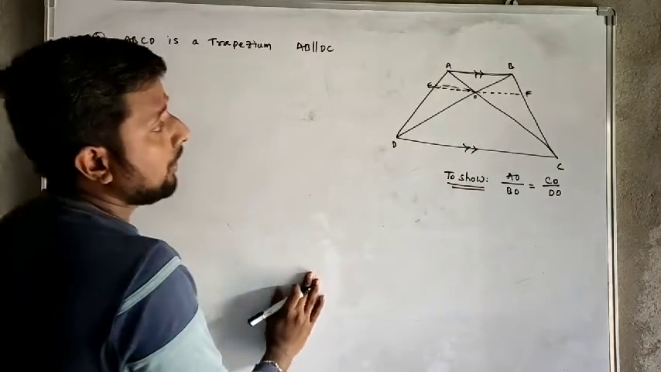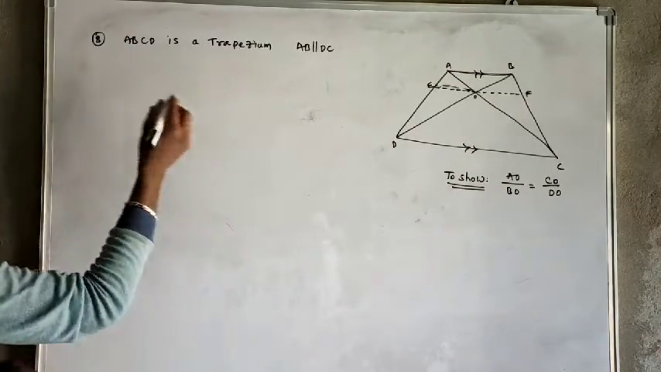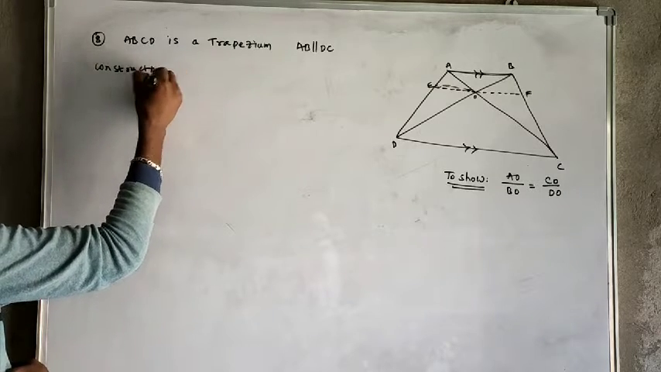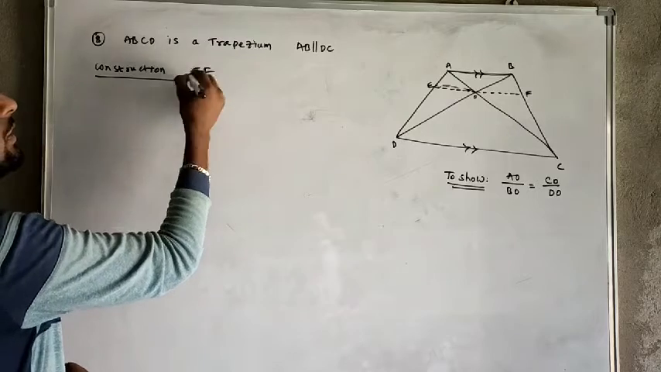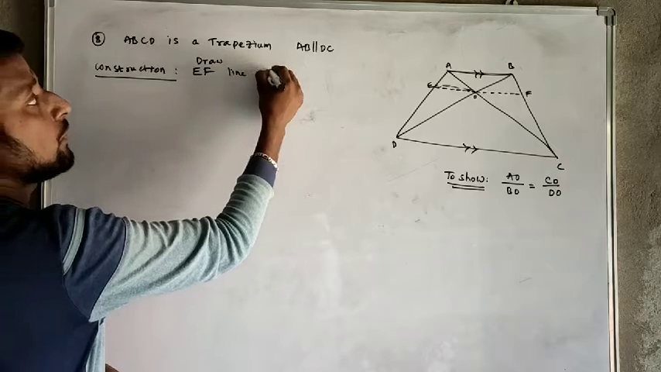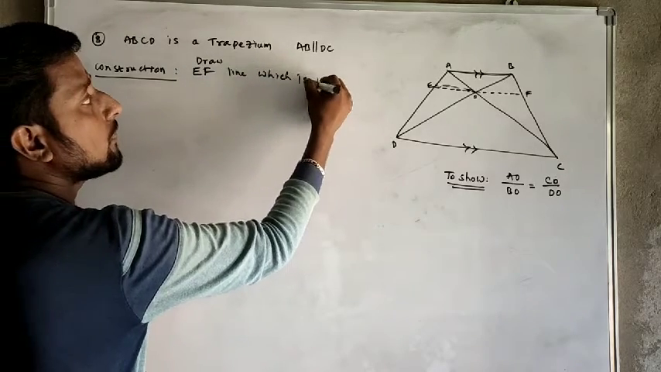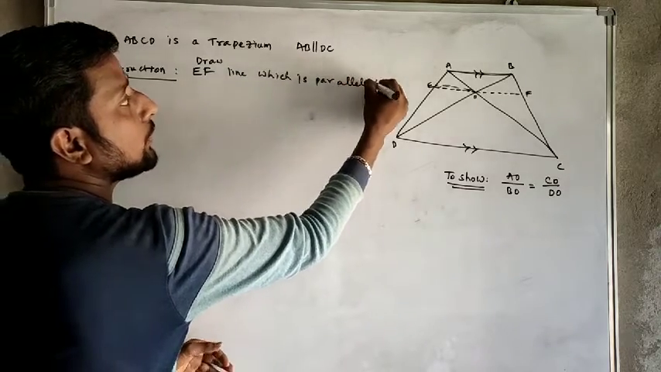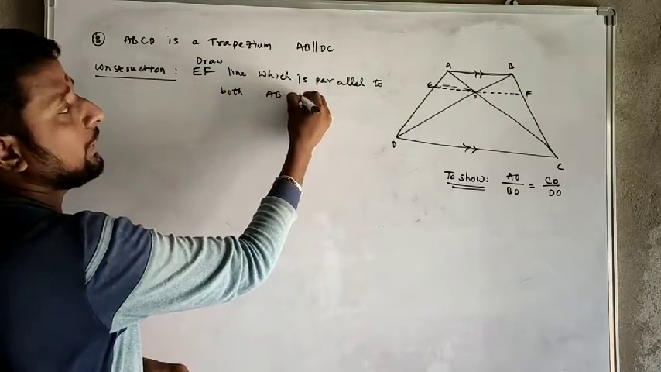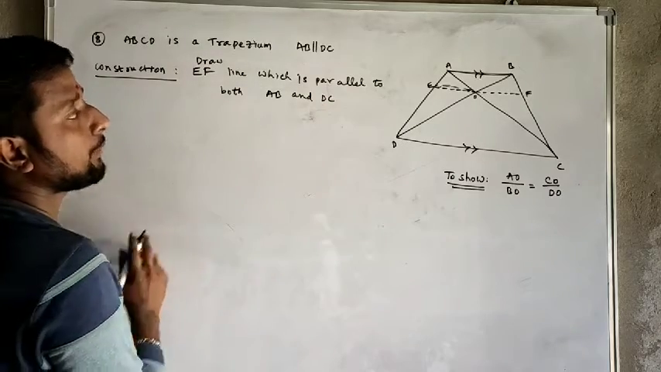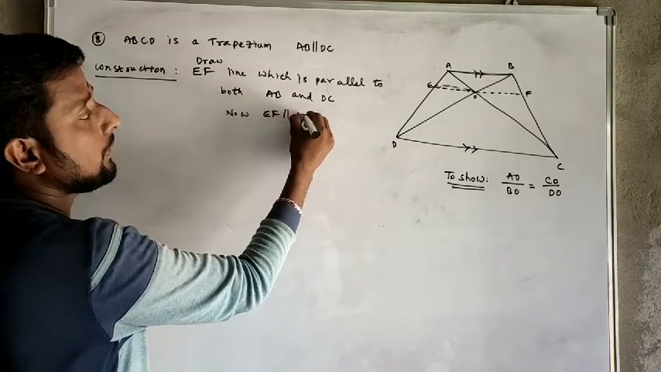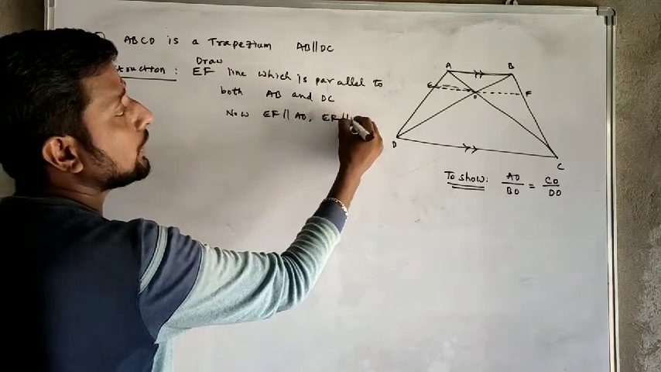Okay, yeah, we'll go. Now what happened? Here I did a construction. I have drawn the EF line which is parallel to both AB and DC. Now EF is parallel to AB and EF is also parallel to DC.